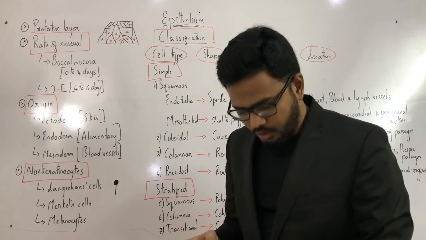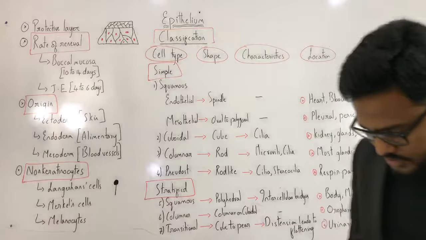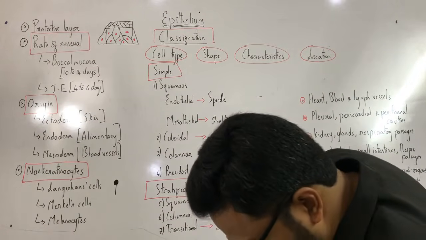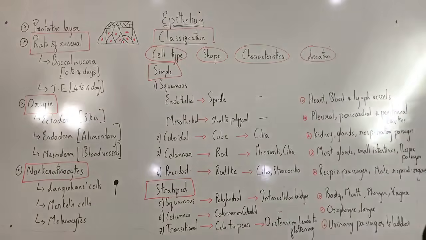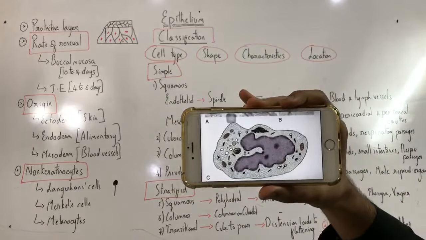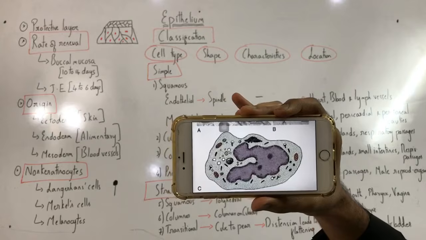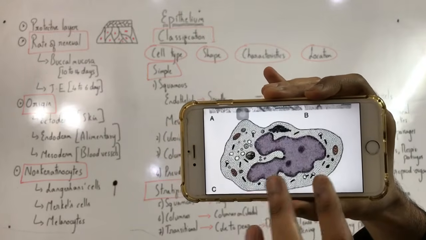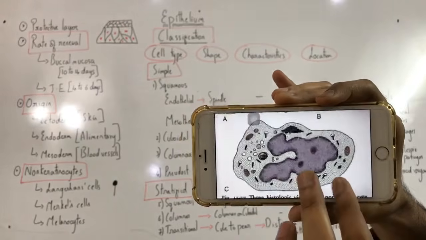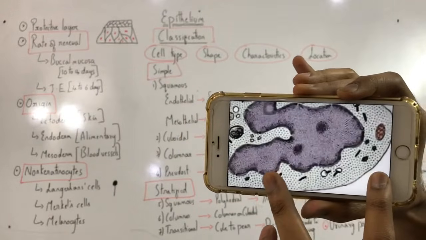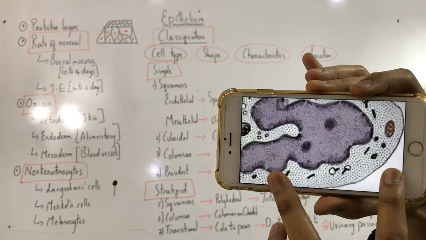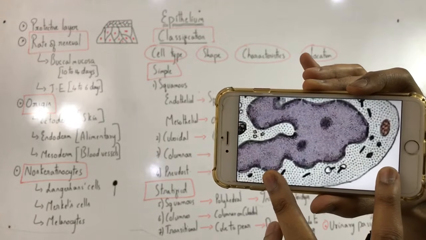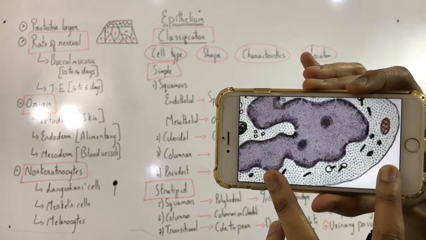I'm not sure how it's going to be, but let me just present on my mobile. I'll show you a schematic illustration of a cell which shows a tennis racket appearance. Let me zoom in. You can see here the tennis racket appearance, where you can see a handle and also an elongated head, isn't it?